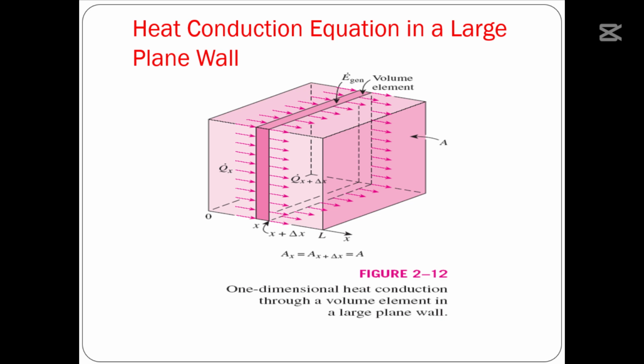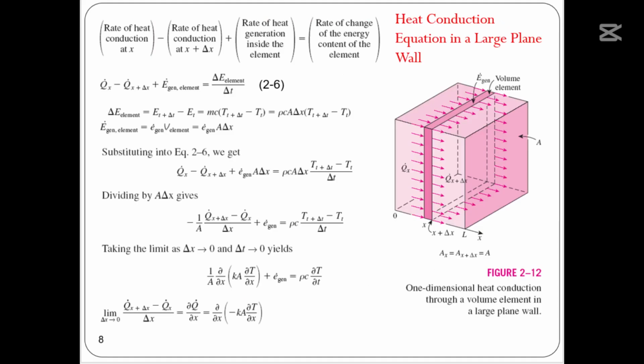This pink element is one in which heat generation is possible. We will consider this small element having a thickness of delta x. At the start of the element, the position is x. This is delta x, and at the other end, the position is x plus delta x. For this, we will next consider the energy balance on this system.